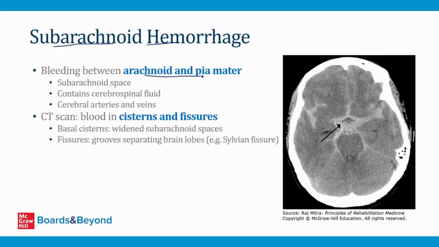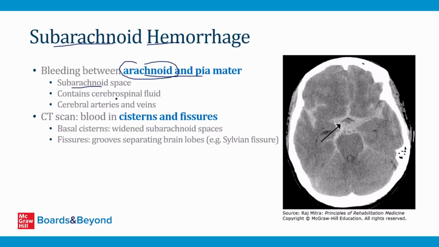The most superior bleed is an epidural hematoma that's above the dura mater. One layer down, you get subdural hematomas that's beneath the dura mater. And if you go another layer down between the arachnoid and pia mater, that's where you get subarachnoid hemorrhages. And they're called subarachnoid because they occur beneath the arachnoid layer. This region where the bleeding occurs is called the subarachnoid space.